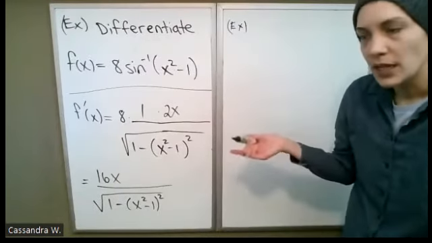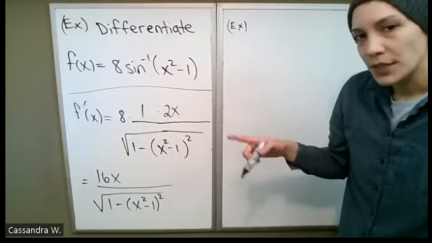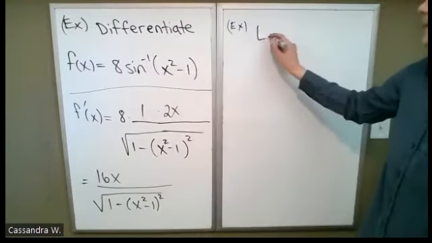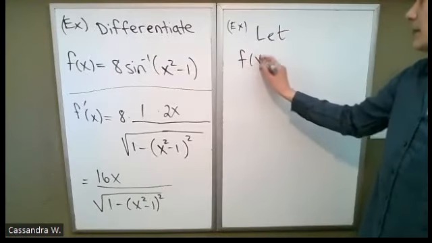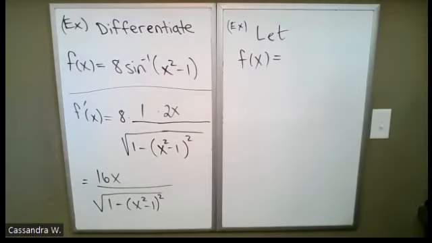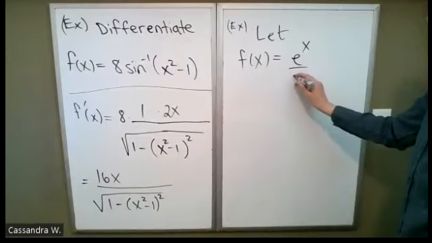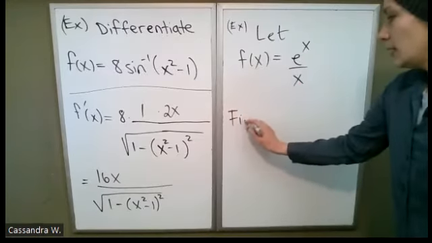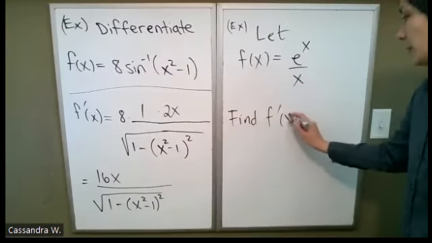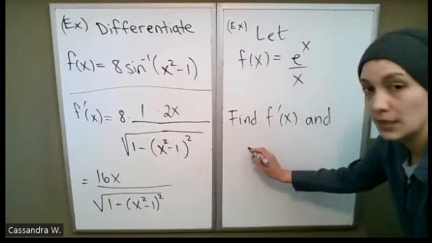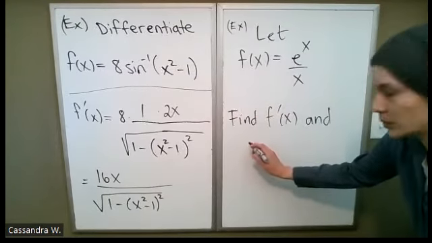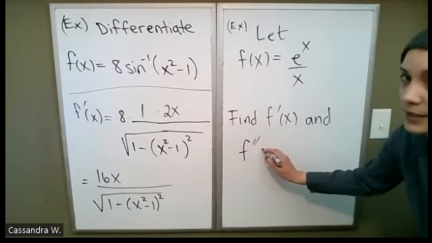Okay, we've got a function, and we're going to get its derivative, and we're also going to get the second derivative. Okay, our function is e to the x over x. And the second derivative of f with respect to x, f double prime of x.